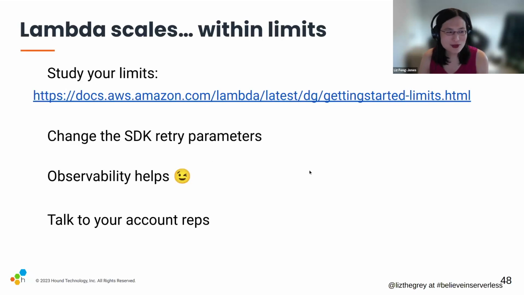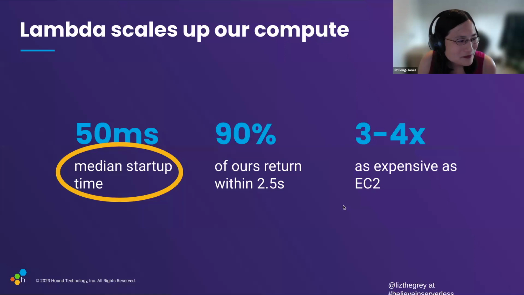Change your retry parameters and make sure you have adequate observability, and talk to your account team. The AWS Lambda team is super, super helpful. They just need to know, what are you doing, and are you creating an infinite loop with Lambda, and do you really mean to spend X $100,000 per month on Lambda?